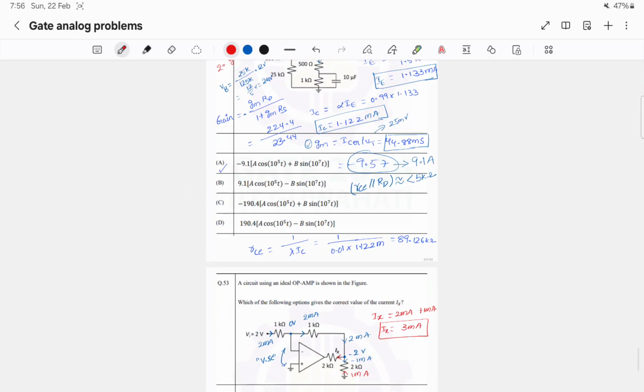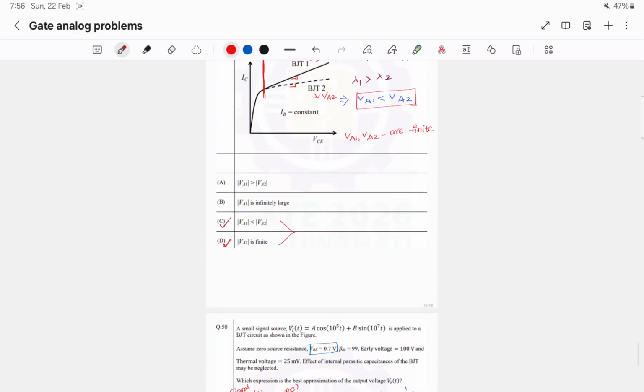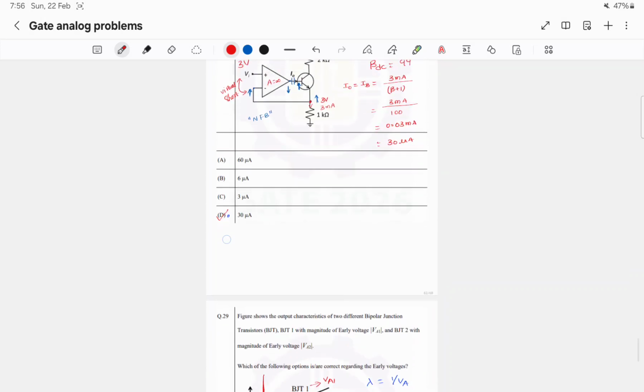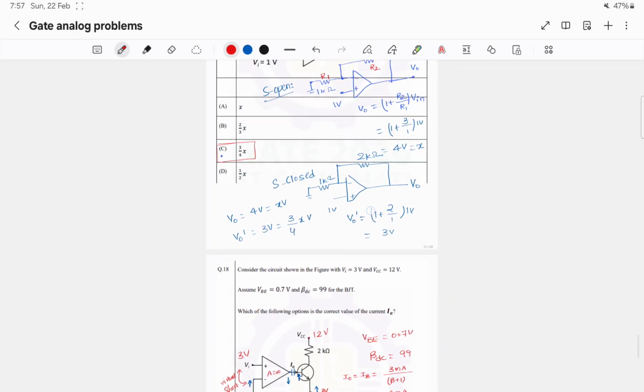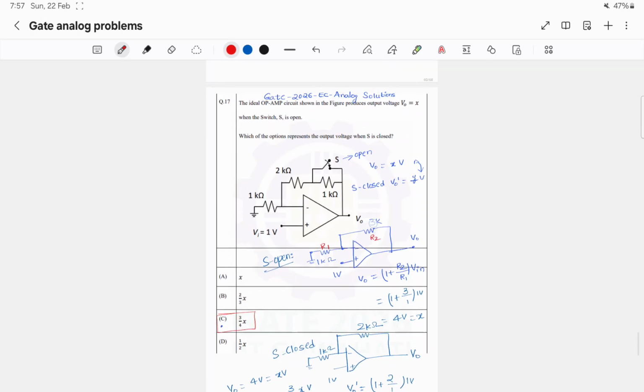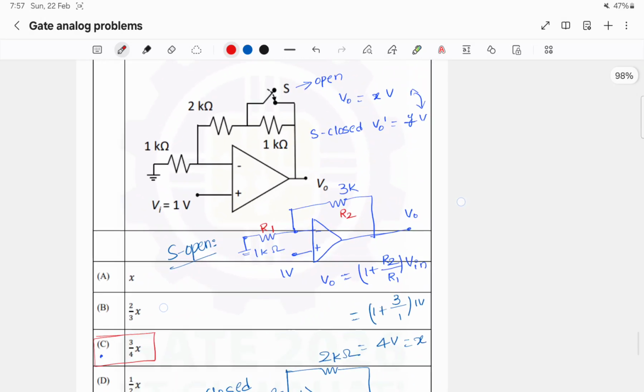This is the simplest paper I have seen for analog electronics. All questions are easy, you just have to know KCL, KVL.